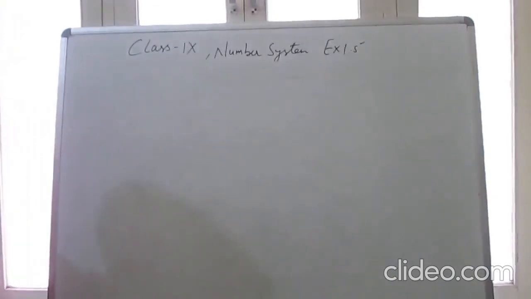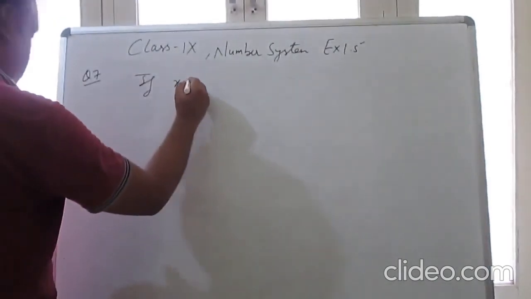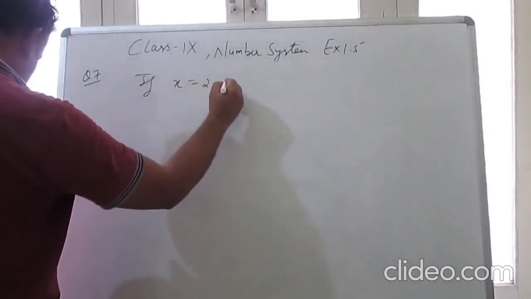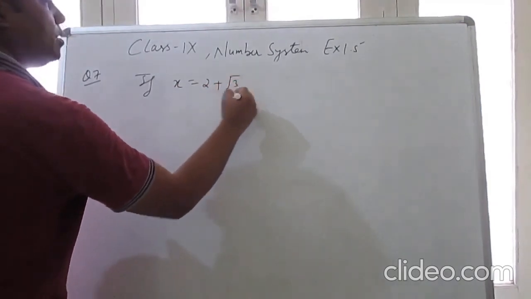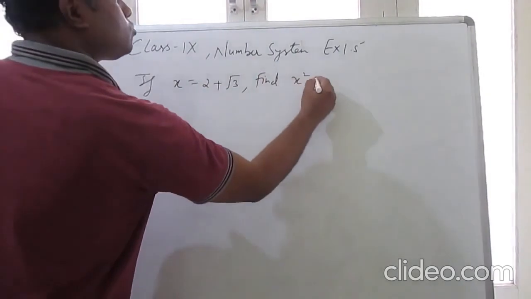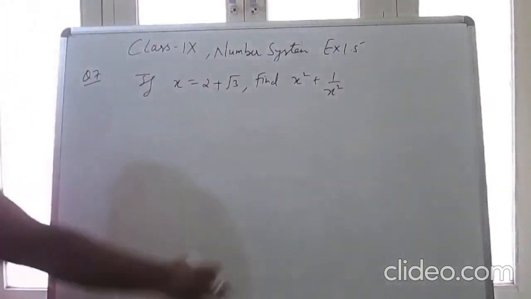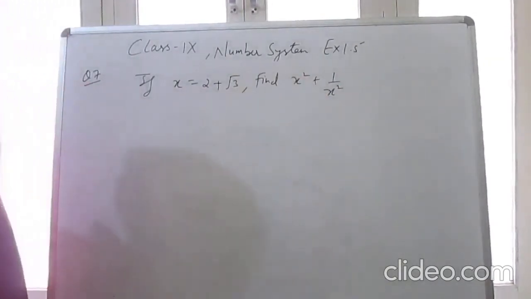Now another question I will take. Question number 7, number system. If x is equal to 2 plus root 3, you have to find x square plus 1 upon x square. X is given to you, you have to find x square plus 1 upon x square.